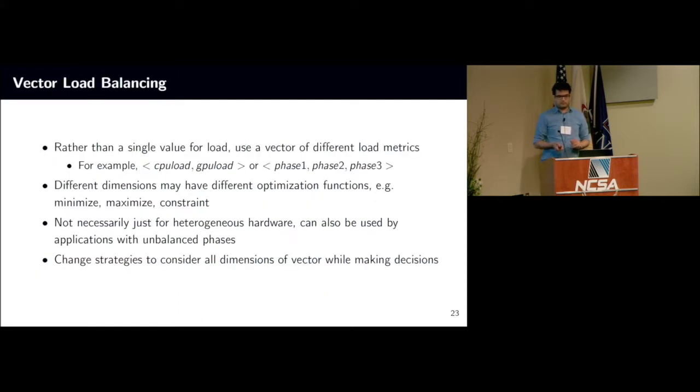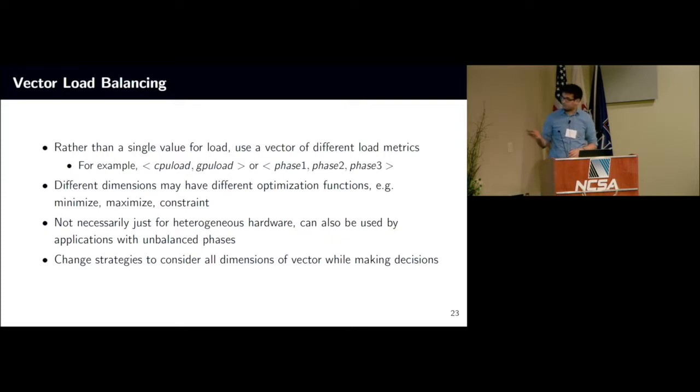A little bit more detail about vector load balancing in particular. So rather than using a single value, like I said before, we use a vector of different load metrics. So for example, we could have things like CPU load and GPU load. Or for an application with a complex iteration, we can have phase 1, phase 2, phase 3. Different dimensions may have different optimization. We may want to minimize some. We want to maximize some. We may want to hold some below or above a certain threshold. We can incorporate all these things into this framework.